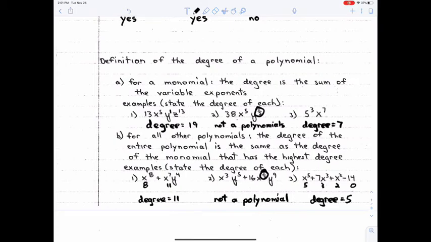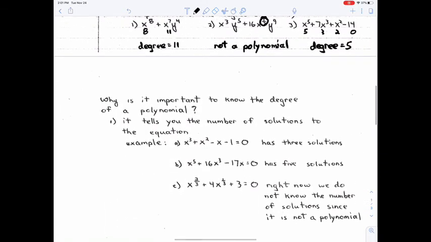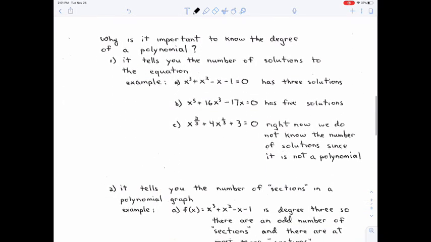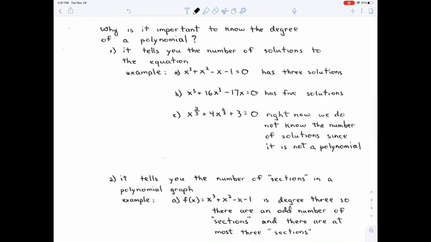Okay, what difference does it make? It's this. If we're talking about equations, remember, there are 2 types of equations. There are equations you solve, and there are equations you graph. Well, let's consider the ones you solve first. If you know the degree, that tells you how many solutions there are.